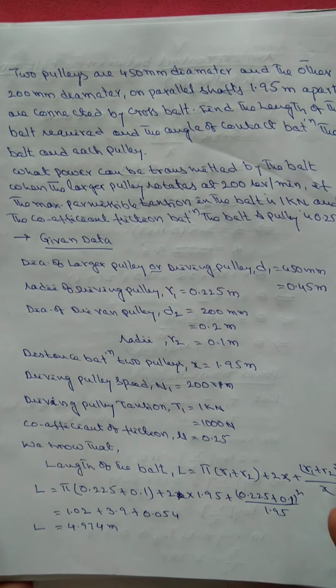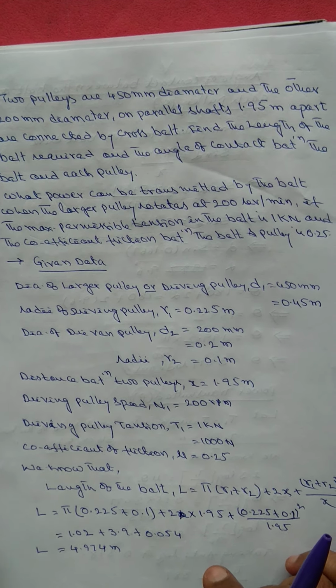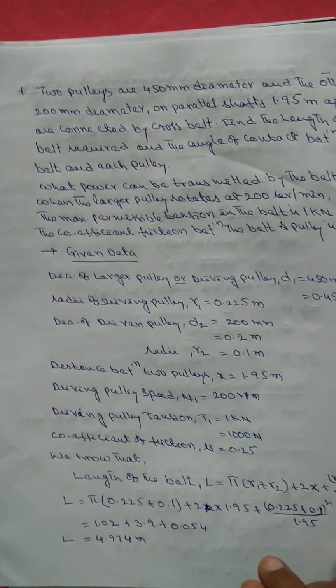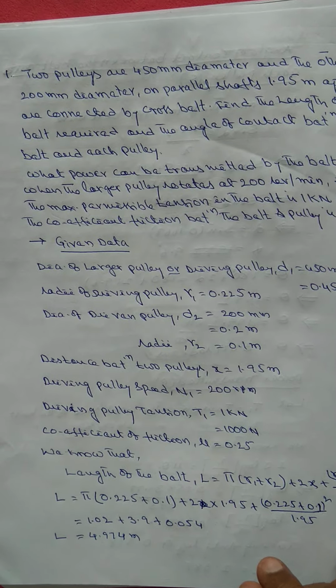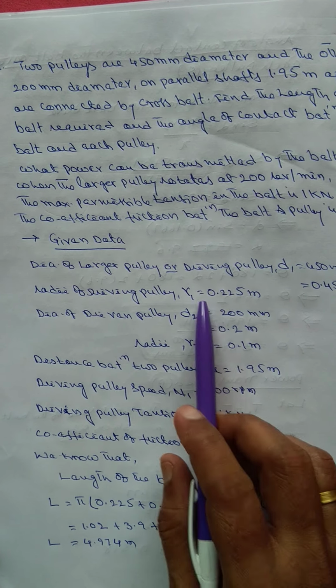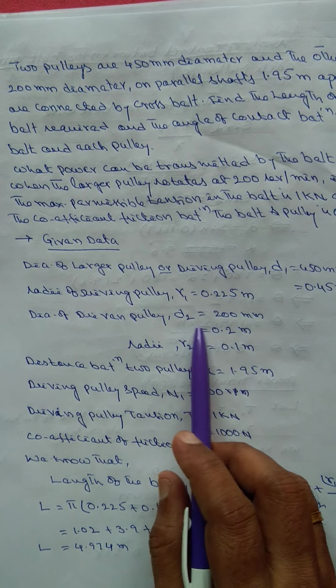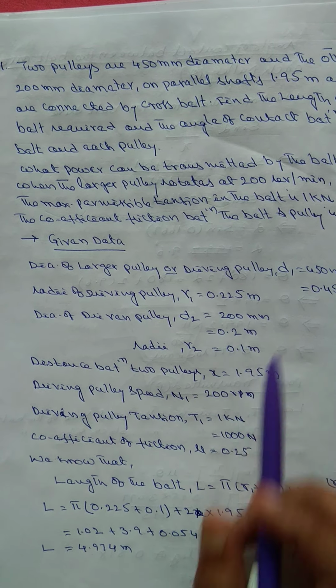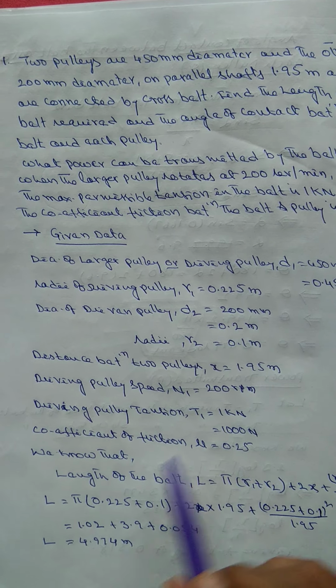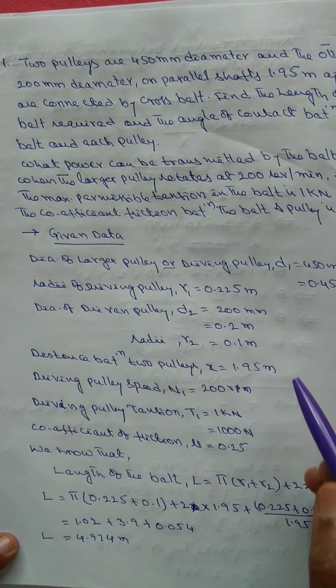Now always we have to write the given data. Diameter of the larger pulley, we denote by D1, that is 450 mm, which we converted into meters, 0.45. Radius of the driving pulley R1 we denote 0.225, and at the same time the driven pulley D2 is 200 mm, which we converted to 0.2 m, radius R2 0.1. What is the distance between the two pulleys? It is given in the problem as 1.95.